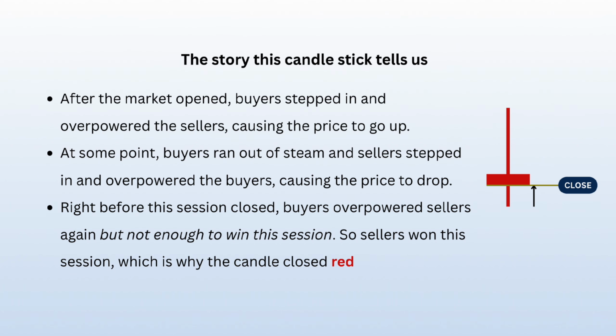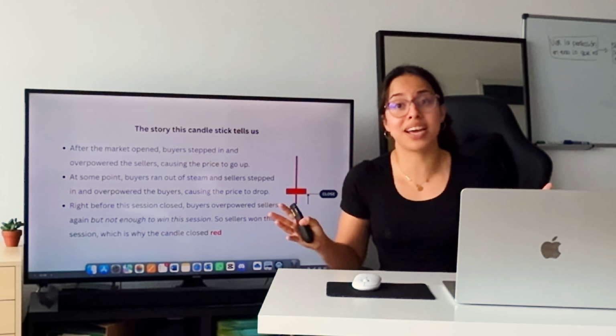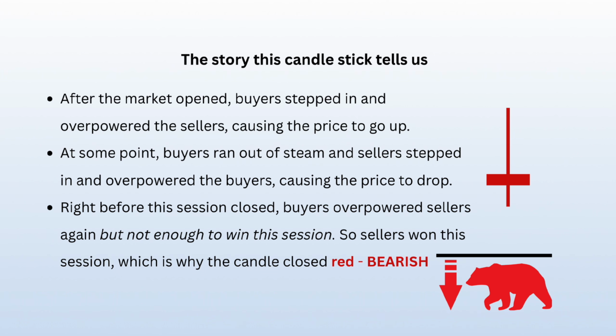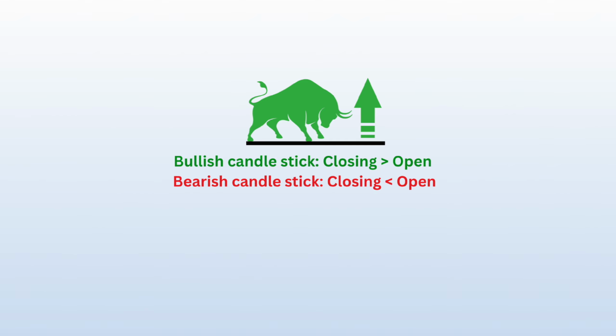And this is why the candle closes red. If a green candle is called bullish, a red candle also has a special name, which we call bearish. A bullish candlestick is when the closing is higher than the opening price. And a bearish candlestick is when the closing is lower than the opening price.